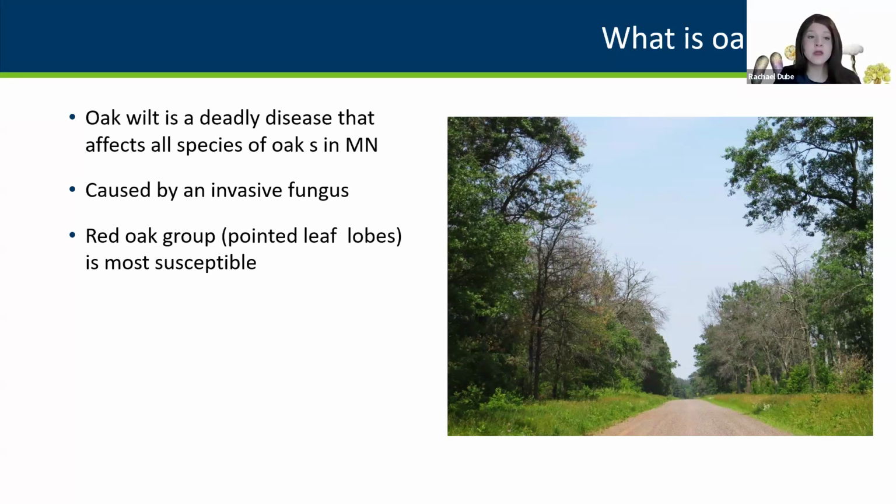A bigger problem, or at least kills trees much more quickly, in our red oak group. Again, those oak trees with pointed leaf lobes, but it can and does kill bur oaks. White oaks are our least susceptible species to oak wilt, but they can also die from it as well.